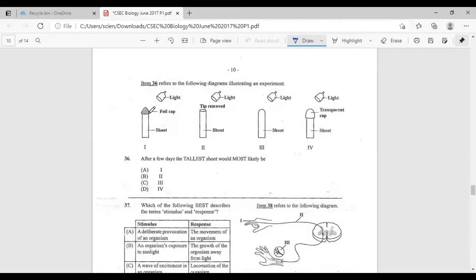So now the question is, which one will go the tallest? So the answer has to be I with the foil cap, because the foil cap is dark, so it would provide a dark environment to the tip. Hence, the hormone auxin will accumulate under these dark regions, causing this plant to grow towards the sunlight. So it's going to elongate and grow towards the sunlight because auxin loves to gather in the dark region, and auxin is a growth hormone in plants. So I'll go with A, which is I.